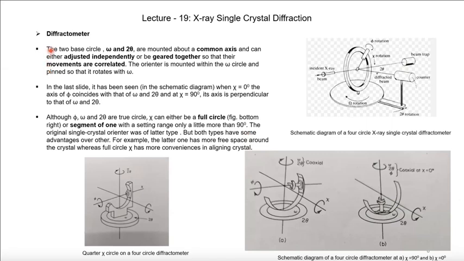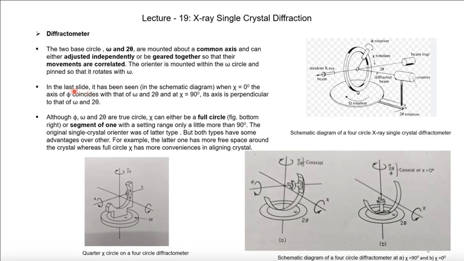Well, as I said, there are 2 basic circles, omega and 2 theta. This circle is 2 theta, this circle is omega. You see. Okay, they are about the common axis, and you can adjust them independently or they are together so that their movements are correlated. Okay, the orienter is mounted within the omega circle and pinned so that it rotates with omega.